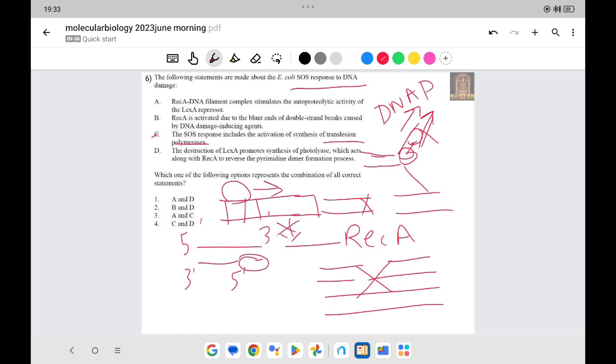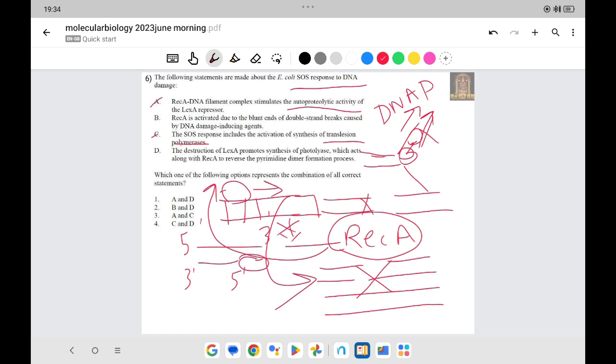But if there is an increased concentration of RecA protein, then it will produce autocatalysis. It will produce the autoproteolytic activity of this LexA repressor protein. The LexA repressor will break down and be removed from the operator, so that the translational machinery can access these SOS response regulatory genes, which will further act so that the DNA repair can happen. So this is also right.